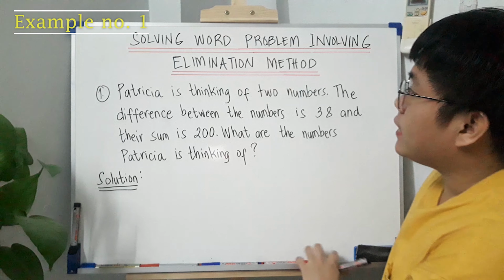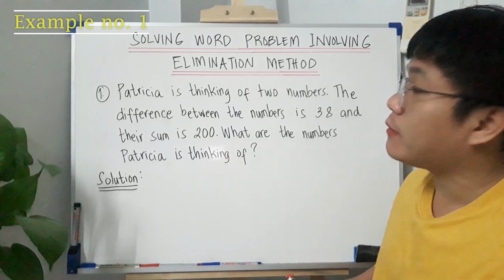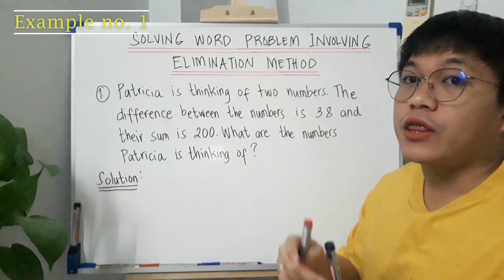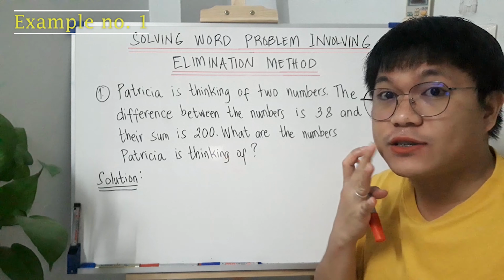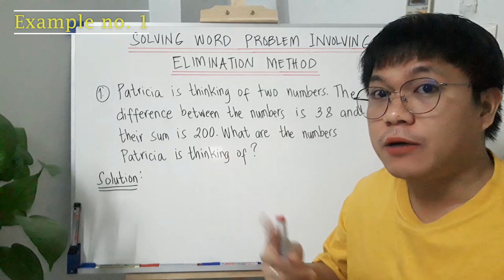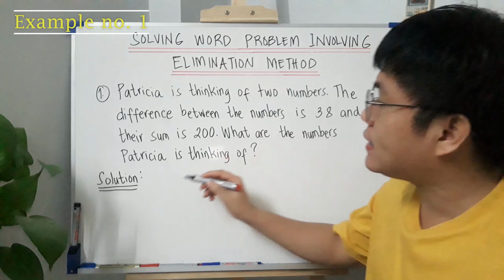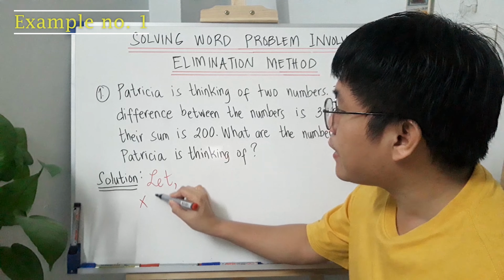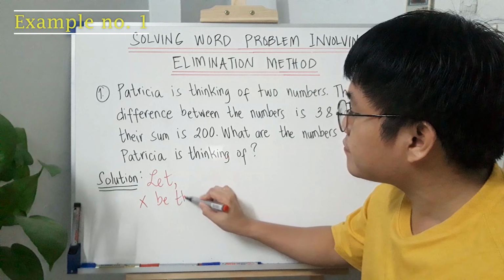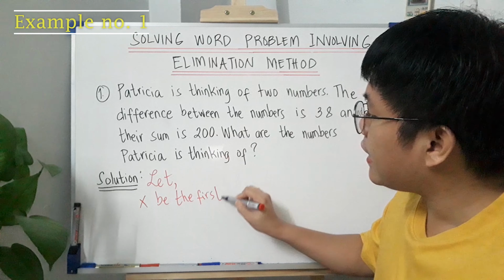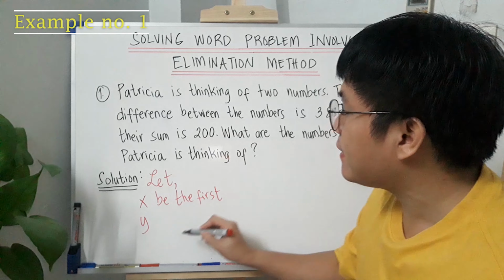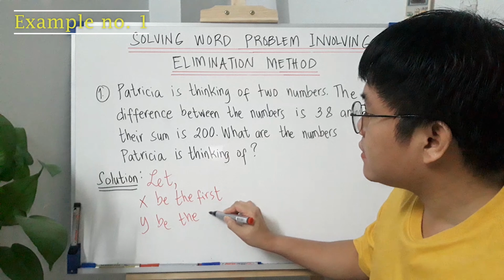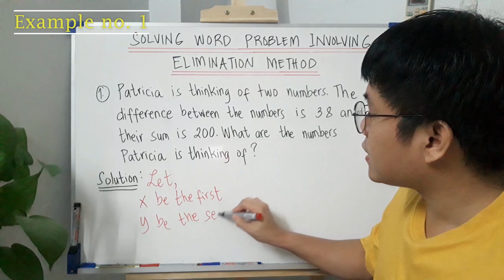Now, according to the problem, Patricia is thinking of two numbers. What are we going to do with this? Since we don't know those numbers, the unknown numbers that we are solving, we are going to represent the two numbers with variables. So we are going to let x be the first number, and we can use y to be the second number.